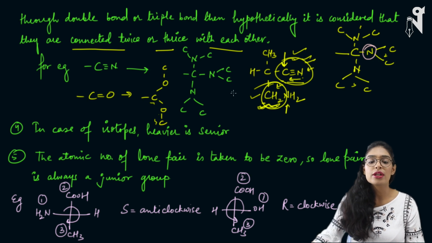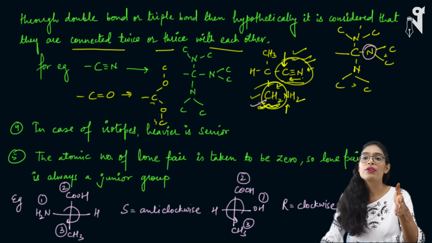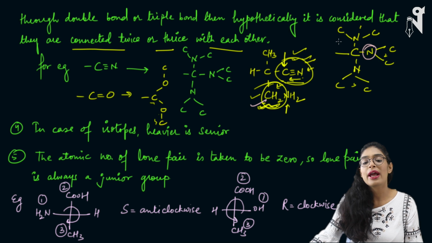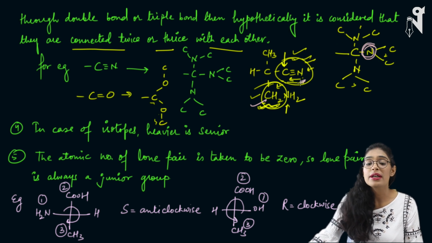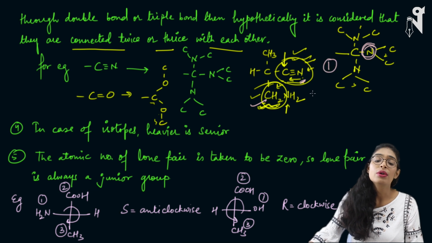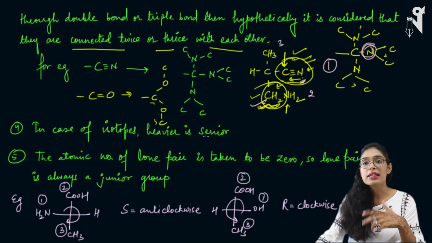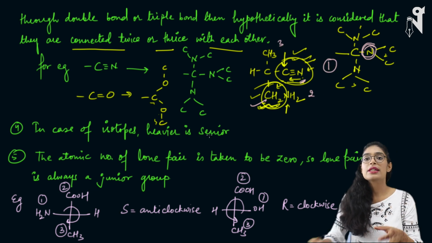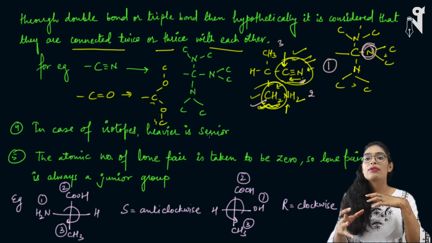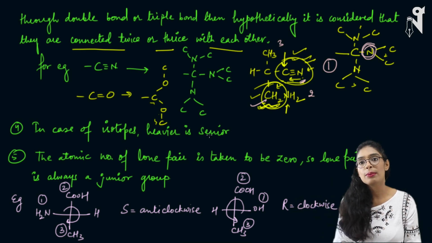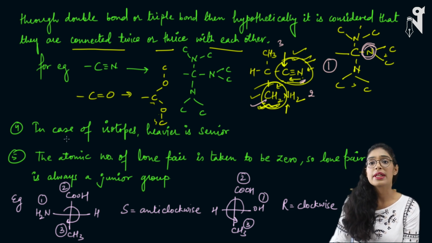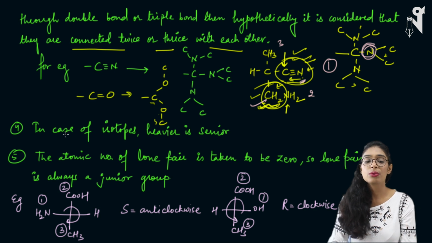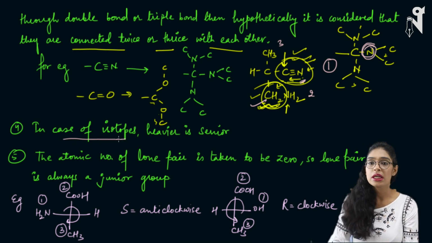In CH2 and H2 I have hydrogen as the point of difference. In C triple bond N I have nitrogen as the point of difference, and hence this will get the highest priority. So this will be 1, then 2 and then 3. That's how we visualize: we open up the bond and simplify it, and that's how we give them the priority. Now in case of isotopes, the next rule is, if we have isotopes present, then the heavier one is the senior one.